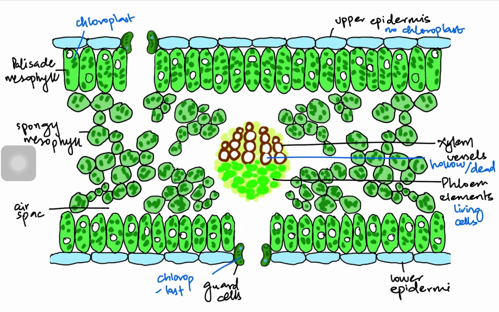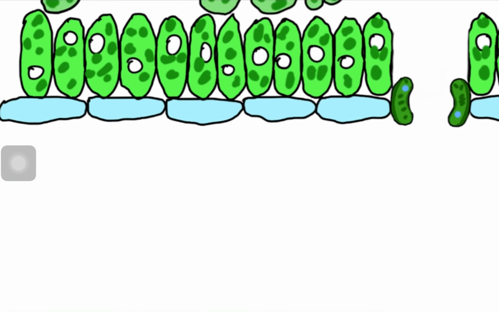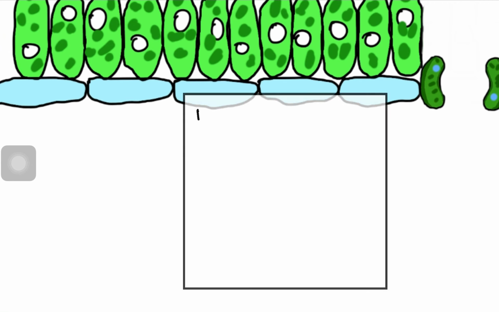The open spaces you see are known as the air spaces, where gaseous exchange happens between the mesophyll cells and the environment. On the upper end and on the lower end, there is a covering of a waxy cuticle. A waxy cuticle decreases the evaporation of water from the surface of the epidermal cells.